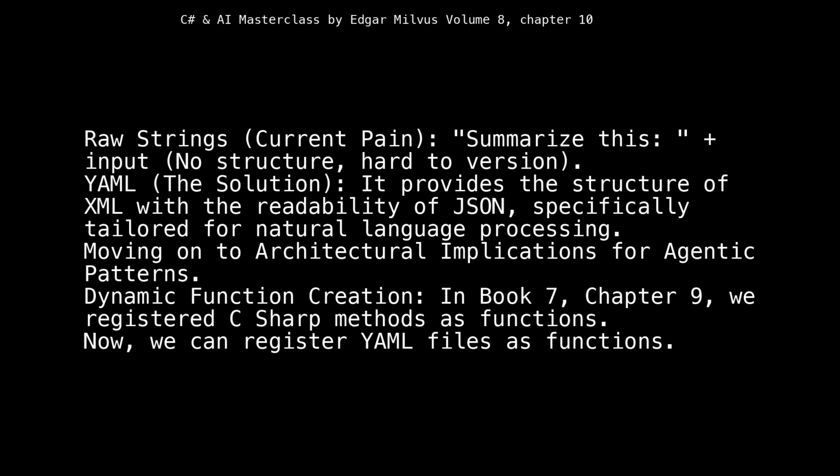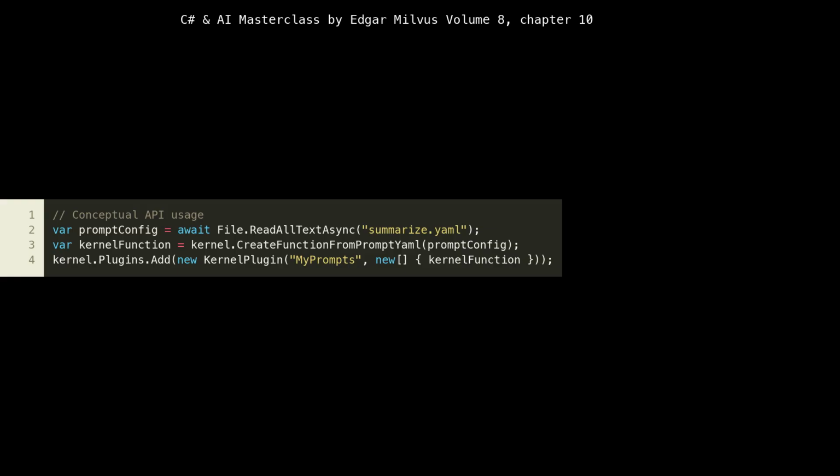Moving on to architectural implications for agentic patterns. Dynamic function creation. In Book 7, Chapter 9, we registered C# methods as functions. Now, we can register YAML files as functions. Here, we're looking at a conceptual snippet, illustrating how one might define and load a prompt configuration in a real-world semantic kernel application. Notice at line 2, we're reading a YAML file named summarize.yaml. This file would contain the prompt template, potentially with variables and configuration settings for the AI model.